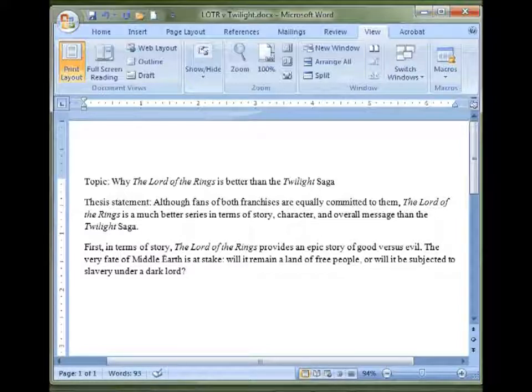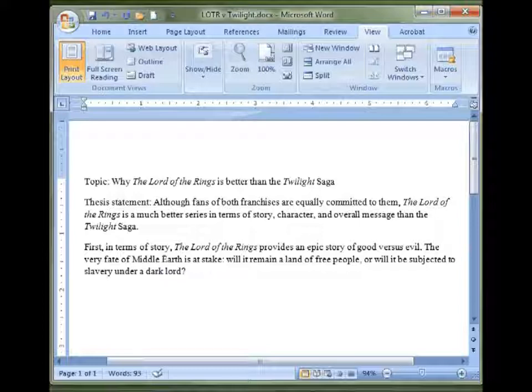The other thing, I use the term Dark Lord just so that I didn't have to write Sauron and Saruman. Sometimes you can go ahead and be a little bit vague so that you don't confuse the reader. Now, that's my topic sentence. First, in terms of story, The Lord of the Rings provides an epic story of good versus evil. That's what my paragraph is going to be about. Everything from here on is going to be an explanation of that topic sentence.